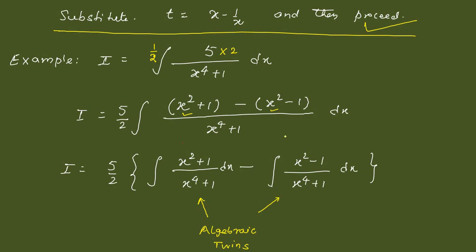Now we will split it into two parts, the two integrands, where the first integrand will form x square plus 1 divided by x to the power 4 plus 1, and this x square minus 1 divided by x to the power 4 plus 1. So you can see that both of these integrands are handled in the previous examples, and they are sometimes called algebraic twins when they appear simultaneously in a particular kind of question.